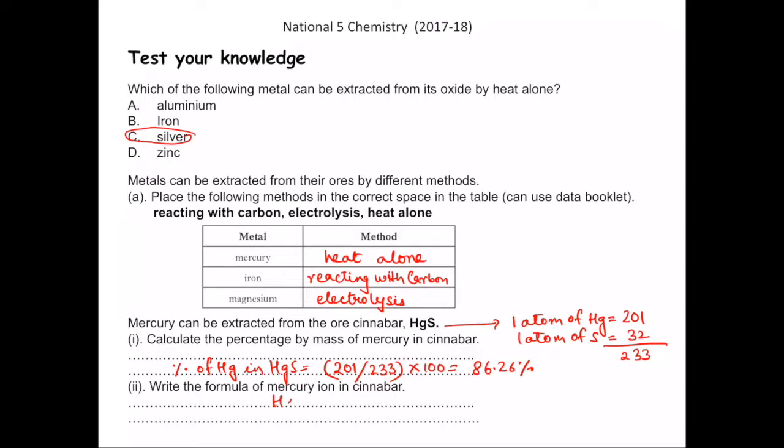Write the formula of mercury ion in cinnabar. So HgS would dissociate, giving you Hg2+ and S2-. So this is the formula for mercury ion in this, and this mercury ion would gain 2 electrons to give pure mercury.